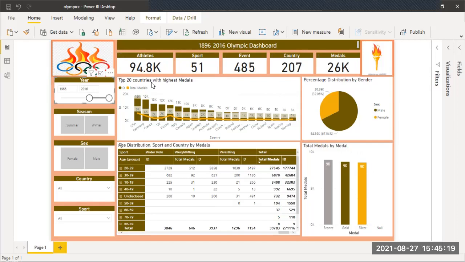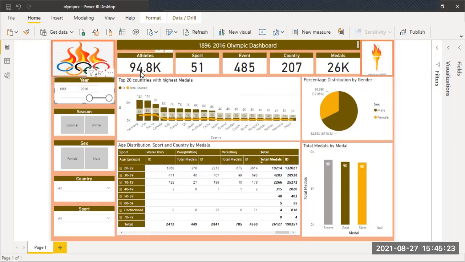You can see that in 1966, there's been a reduction in the total number of athletes, as we now have 95,000 athletes. The sports are 51, and the total number of events is 485.